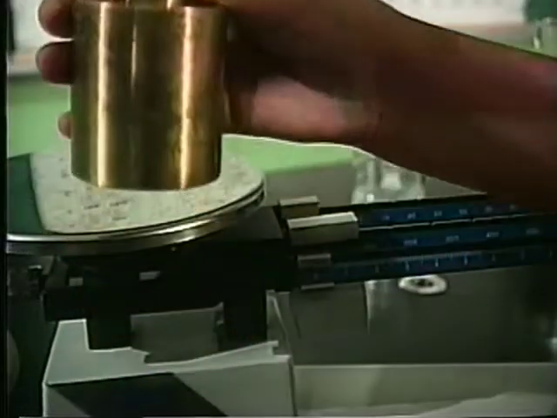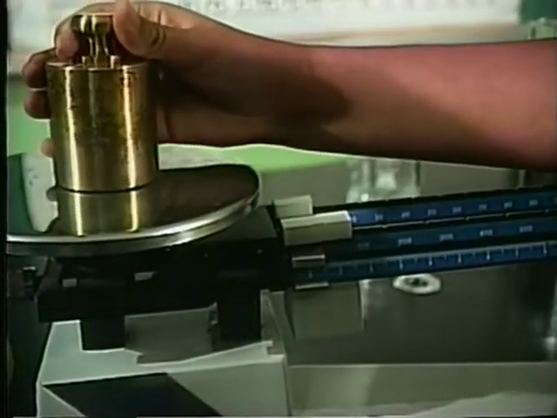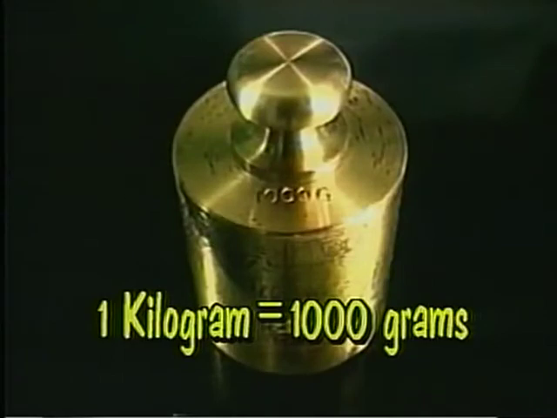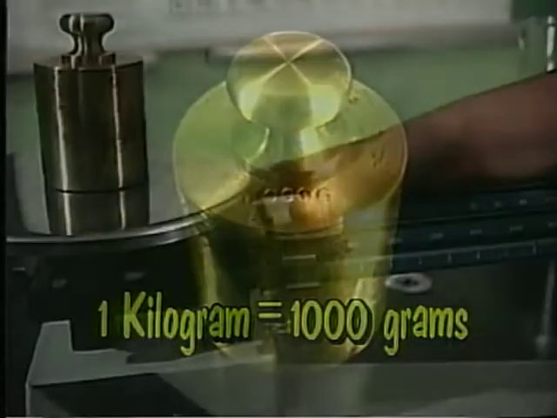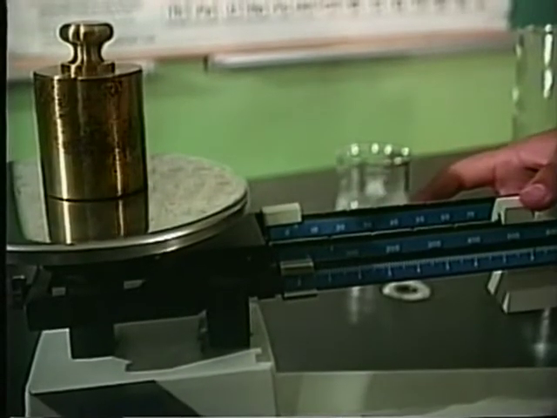Mass is measured in units called grams and kilograms. 1 kilogram is equal to 1,000 grams. And you can use a balance to measure mass.